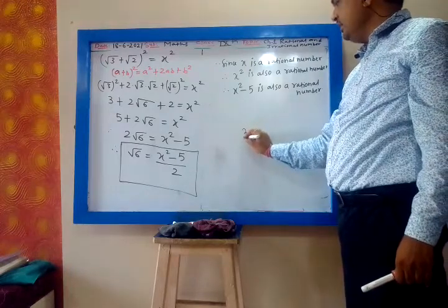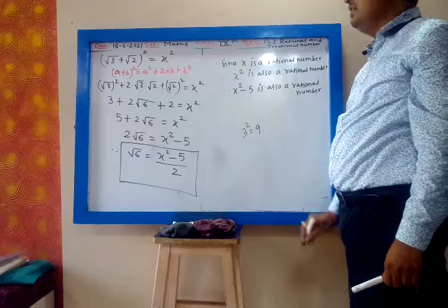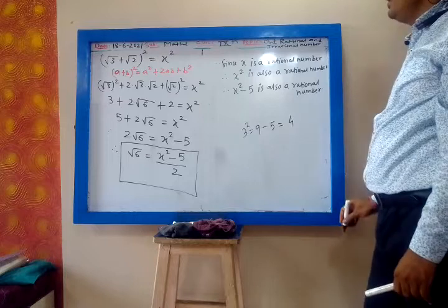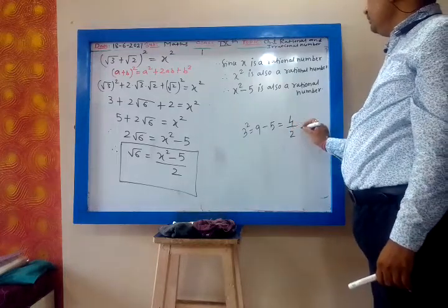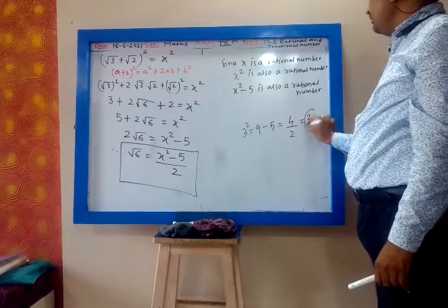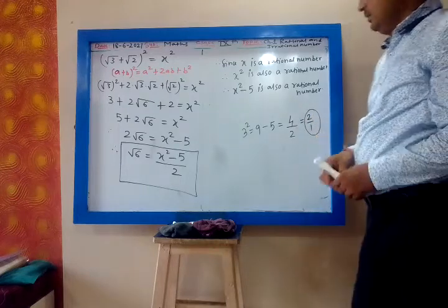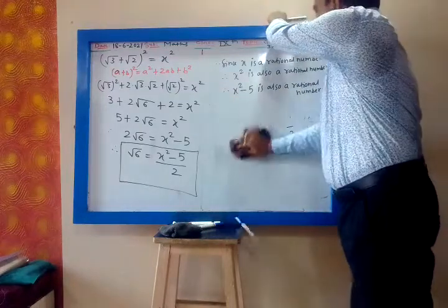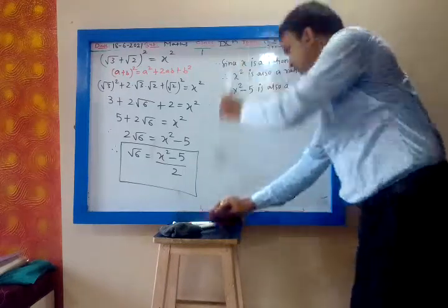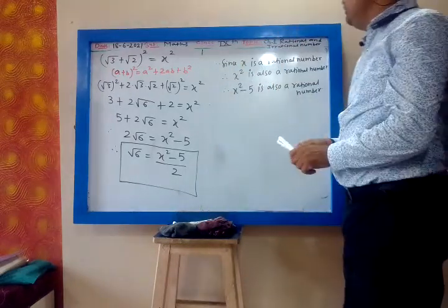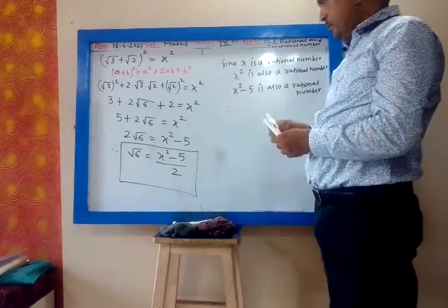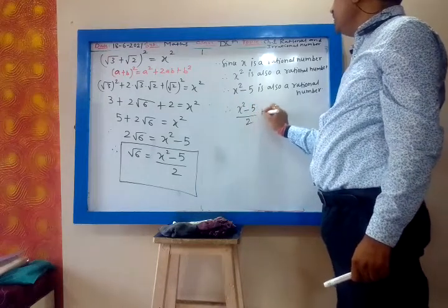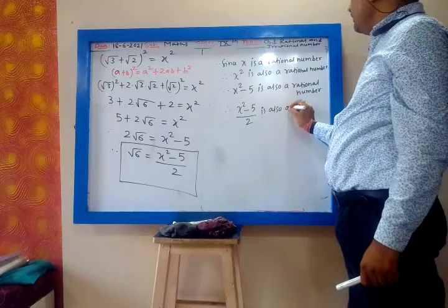Now let us see. 3 square is 9. 9 is a rational number. 9 minus 5 is 4. 4 is also a rational number. 4 divided by 2 is 2. 2 is also a rational number, no? Yes or no? So if x square minus 5 is a rational number, when you divide this rational number by 2, again you will get a rational number. So x square minus 5 by 2 is also a rational number.